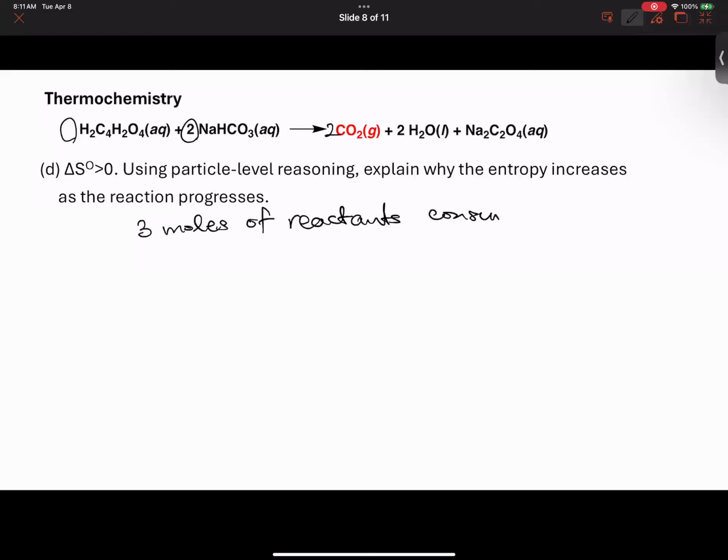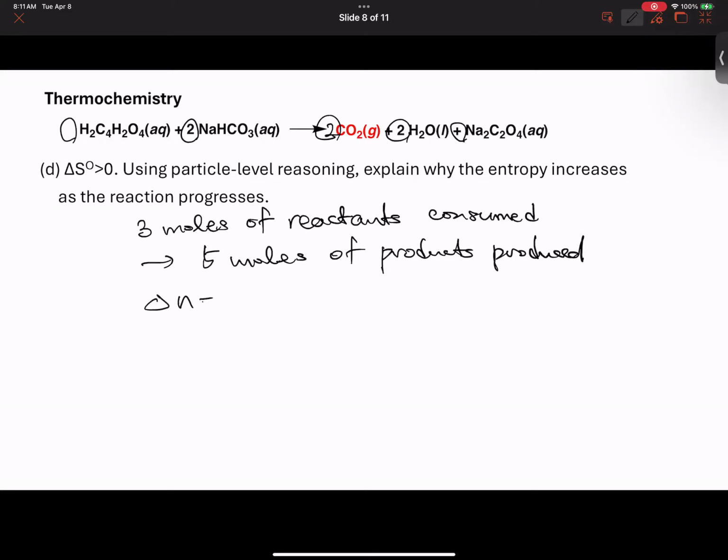As a result, how many moles of products are generated? 2 moles of carbon dioxide, 2 moles of water, and 1 mole of sodium oxalate were generated. So 5 moles of products produced. Then the net number of moles is 5 minus 3, 2 moles.